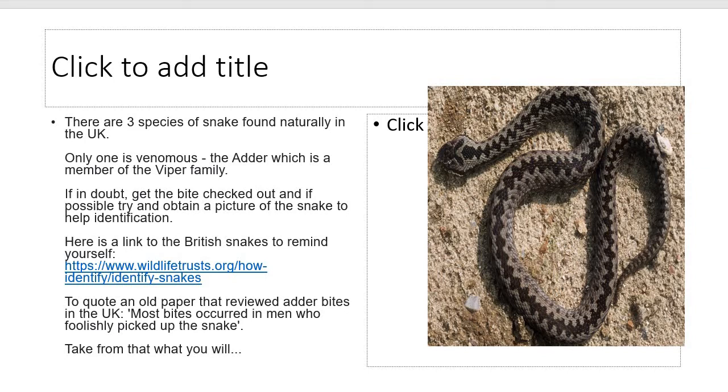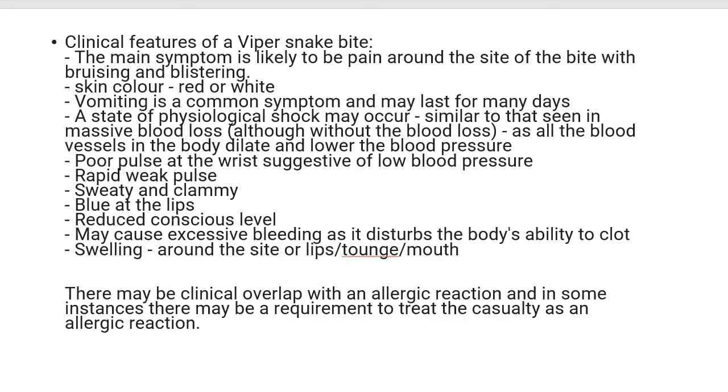In terms of my slides, my whole computer decided not to work. I think our next slide is about what to do, how to manage it.